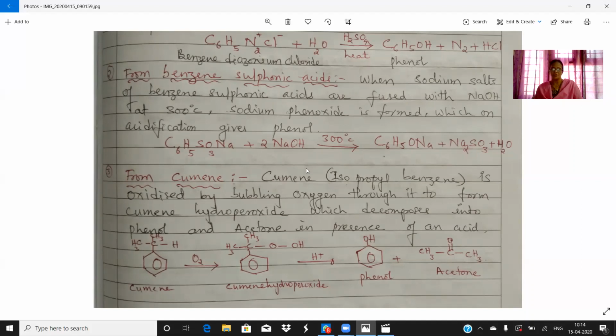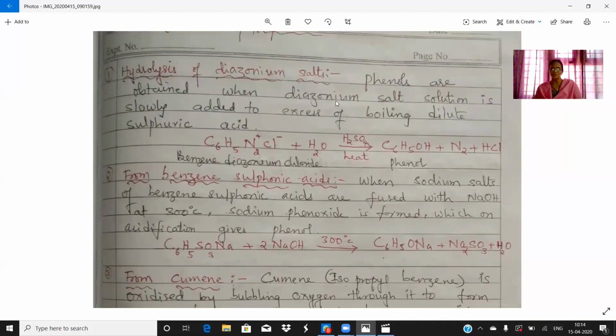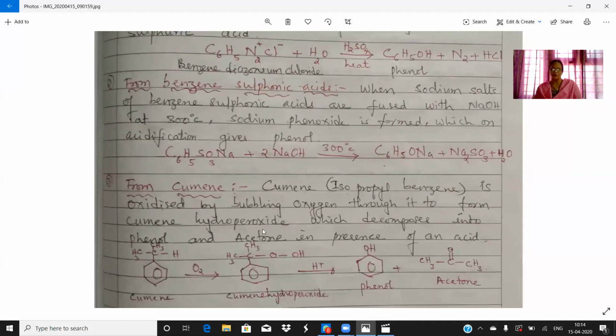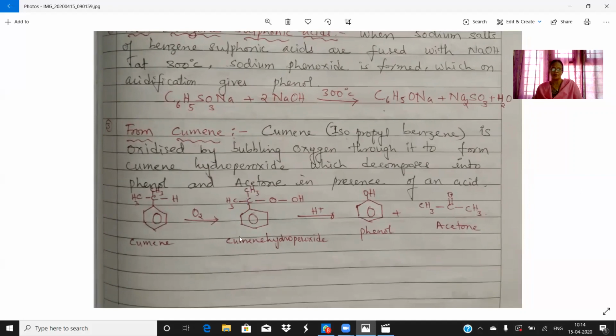These are the three preparations of phenol. So first preparation is hydrolysis of diazonium salts. Second one is from benzene sulfonic acids. And third one is from cumene, or cumene hydroperoxide. So these are the three preparations.